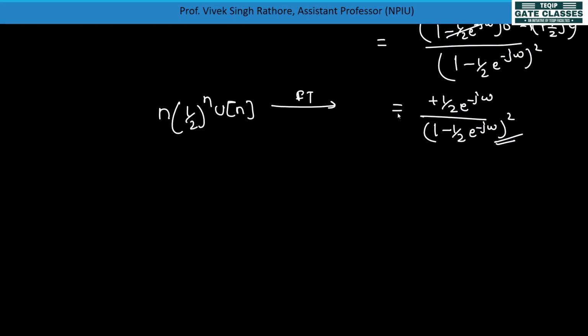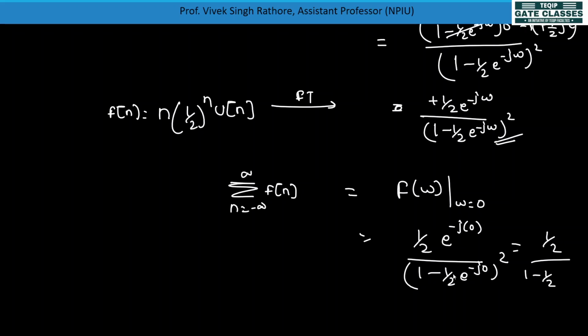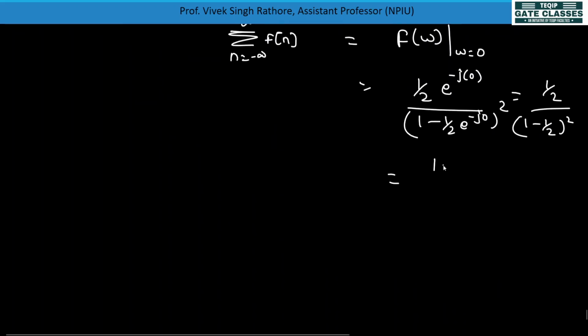This Fourier transform is nothing but this value. So this is actually f of n. And what you need to do is calculate the sum of f of n from n equal to minus infinity to infinity. So better that you calculate f of omega, and when omega value is 0, f of omega is here, so you can put half of e to the power minus j 0 in the numerator, and 1 minus half e to the power minus j 0 whole square in the denominator. So half will be there, e to the power minus j 0 is 1, and 1 minus half is half, and half square will be there, so the value comes 2. So answer is 2.